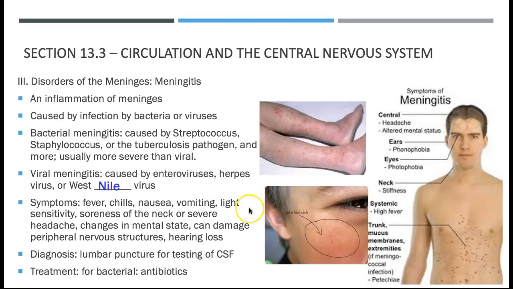We could see symptoms such as fever, chills, nausea, vomiting, light sensitivity, soreness of the neck or severe headache, and changes in mental state. It can also damage our peripheral nervous structures and cause hearing loss. The way we diagnose it is by doing a lumbar puncture and testing the CSF. Typically, we're looking for bacterial cells when we do that, and treatment, if it's bacterial, is to use antibiotics.